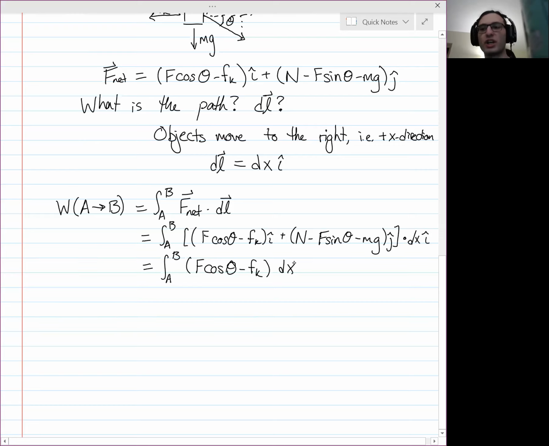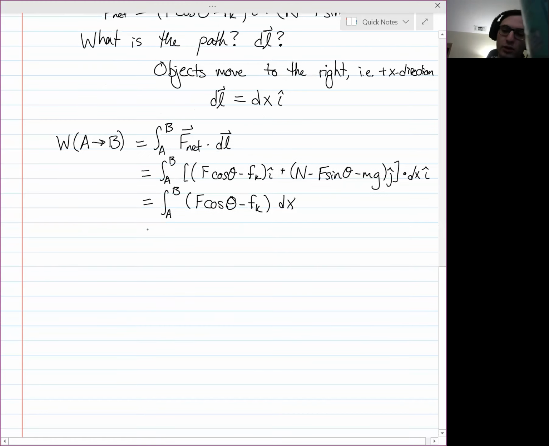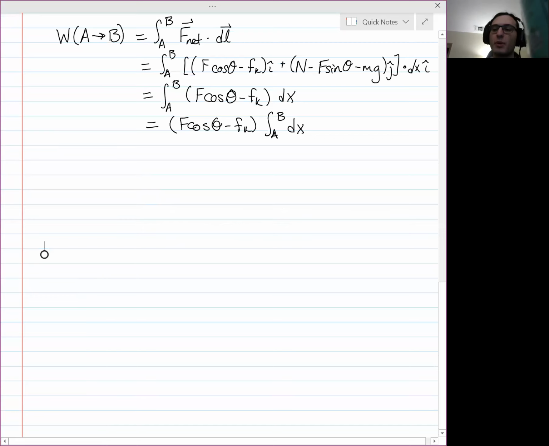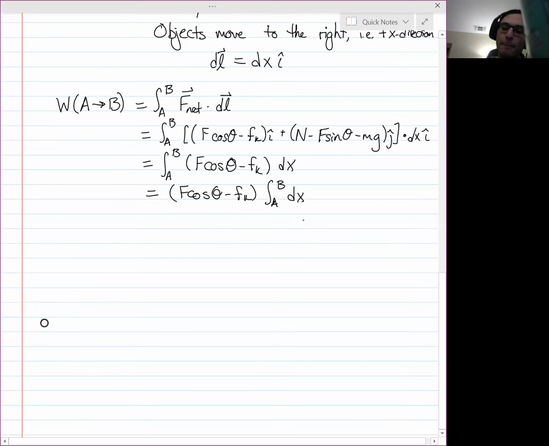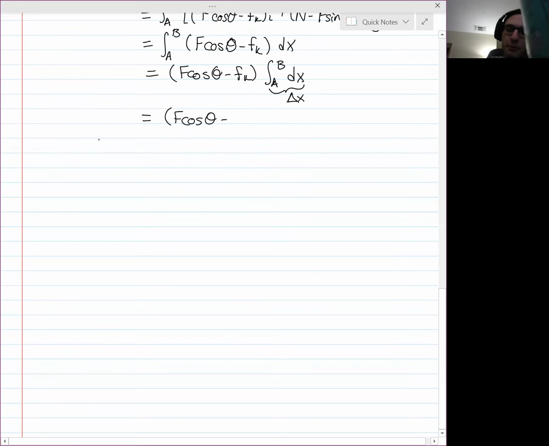And we know that the angle doesn't change with position, the magnitude of the force doesn't change with position, and the kinetic friction doesn't change with position. And so we can just factor these out. This is just f cosine theta minus fk times the integral from A to B of dx. Now this is one of the few cases where you can just multiply. Actually, no, it's still not one of the few cases because the magnitude of the force is different. This here is the arc length, the path length, that is just delta x. So our work done here is f cosine theta minus fk times delta x. So that is the work.